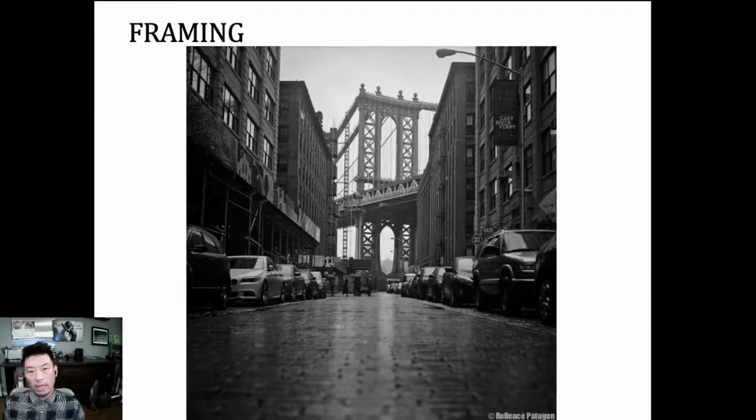Framing here. What do we have that's used as a frame? We have, first of all, the cars on both sides of the street. That could be used as framing the people that are at the end of the street, crossing the street. You have the buildings also that are sort of framing the bridge. You got texture on the cobblestone road as well. Rule of thirds, the people are on the bottom third.